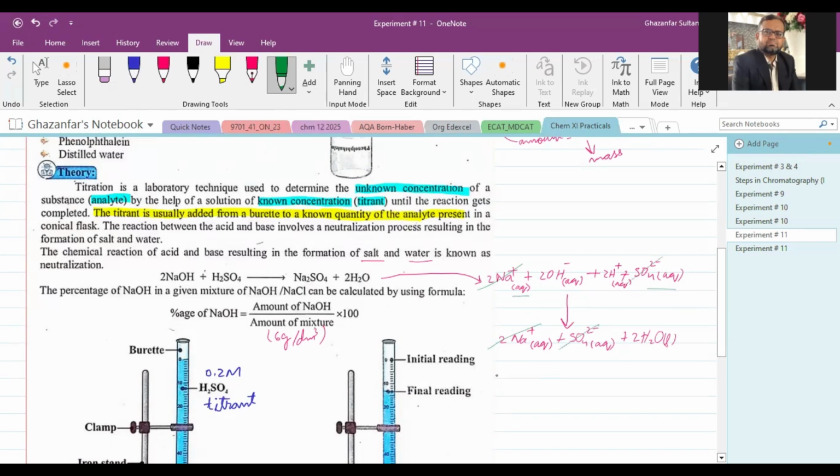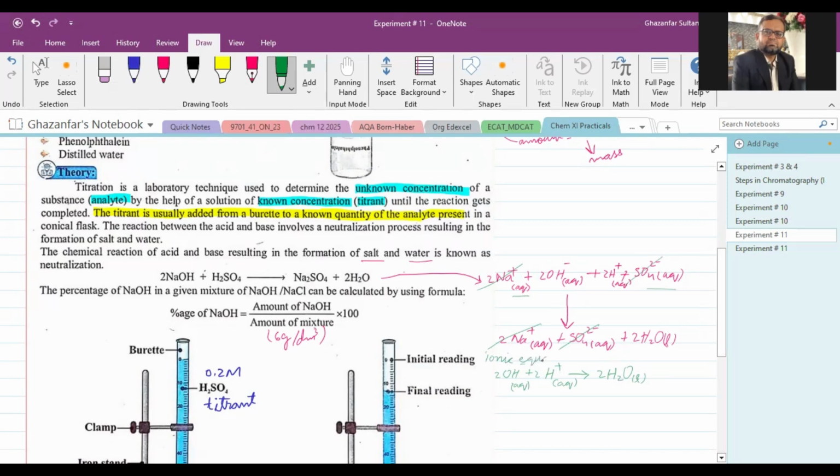So what is remaining? Remaining are 2 moles of hydroxide ions plus 2 moles of hydrogen ions that produce 2 moles of water. And writing the state symbol is essential. So this is the ionic equation for the neutralization reaction. This question could be in your Viva.